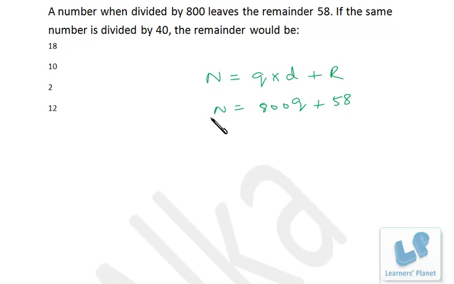Now if this number, that is n, is divided by 40, what will be the remainder? That we have to find out, right? So I divide this by 40 and divide this by 40. Now 800 is a multiple of 40, so we won't be getting any remainder over here, doesn't matter whatever the value of q is, because 800 is a multiple of 40. So here the remainder is 0, here the remainder is 18. So what will be the remainder? It's 18. Quite simple problem. Okay.